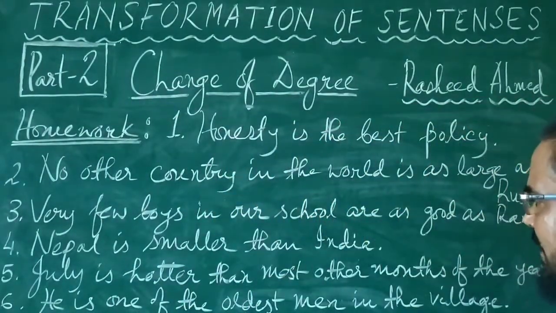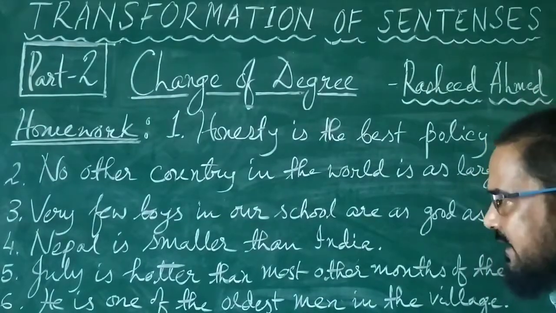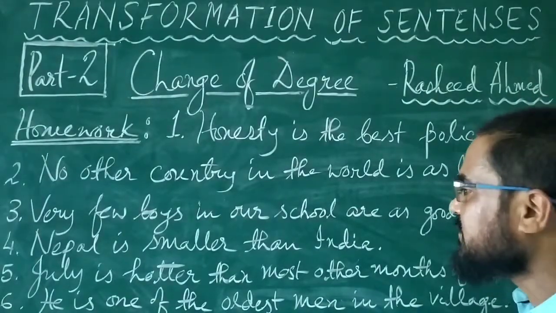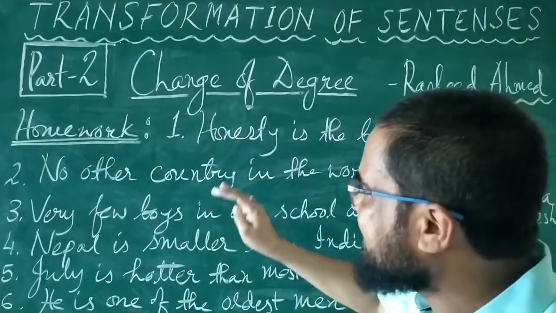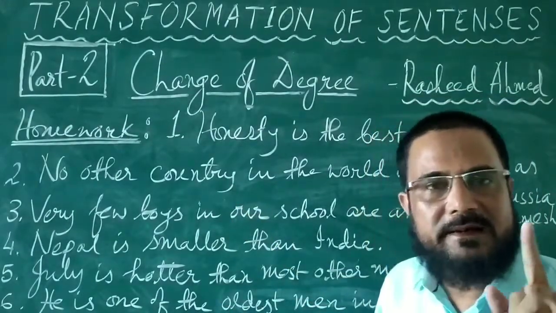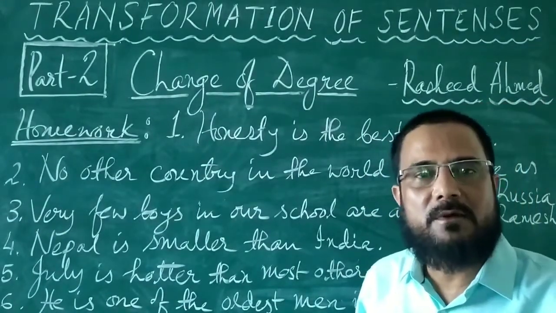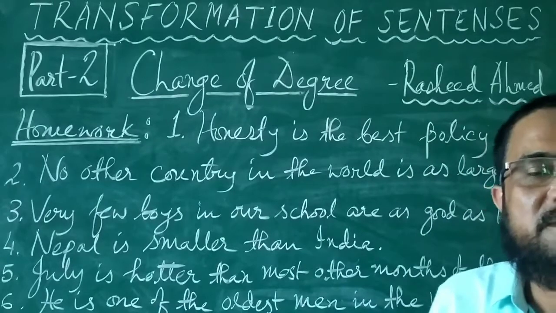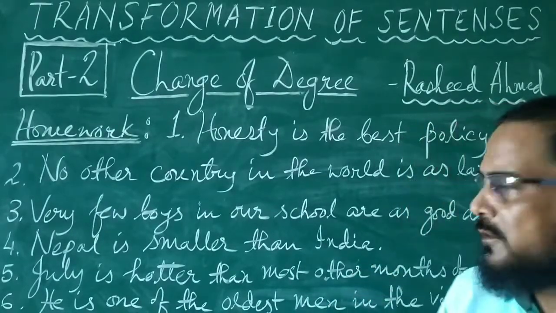Number 4, Nepal is smaller than India. Number 5, July is hotter than most other months of the year. Number 6 is he is one of the oldest men in the village. So all these 6 sentences, first you identify what degree it is, mention this within bracket, change it into 2 other forms. If you find that it cannot be changed into 2 other forms, it can be changed into only 1 other form, you do it accordingly.